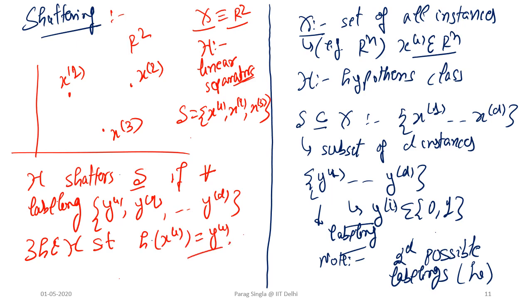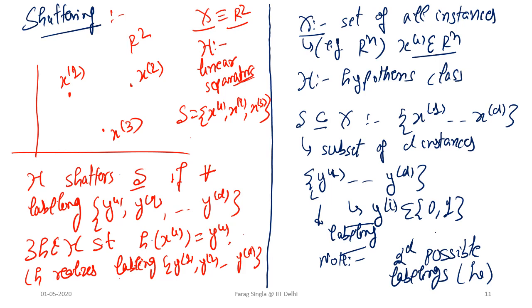Or, we also say that H realizes the labeling y1, y2, up to yd, where d is 3 in this case. So let me give you the intuition of this idea of shattering.